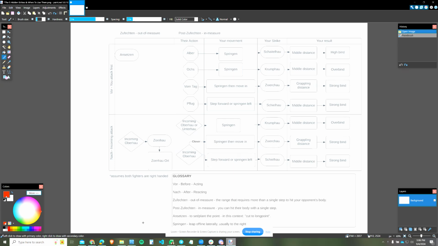But the answer depends on a couple things. Really, the answer is, what do you want your result to be? But there are a couple other factors that you have to consider before you get to that point.